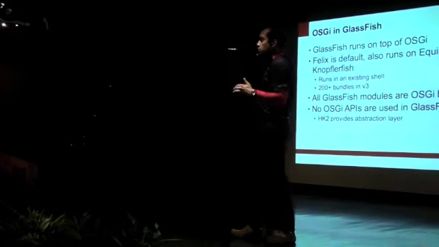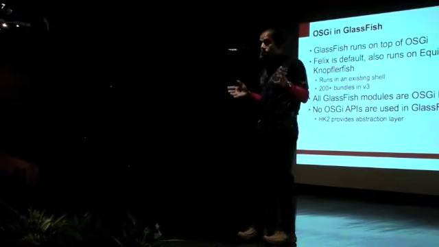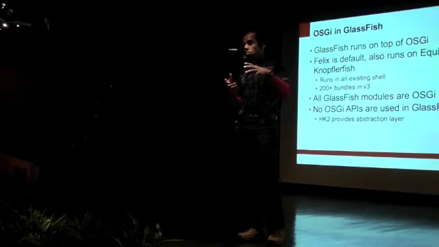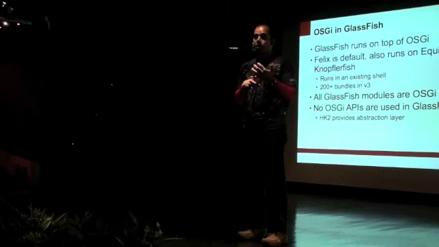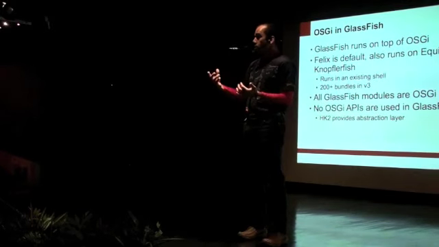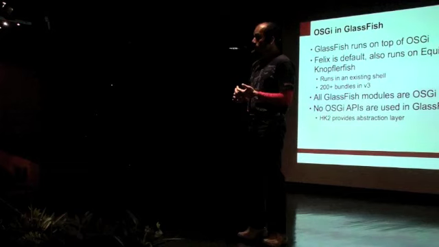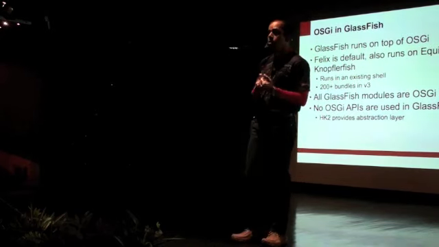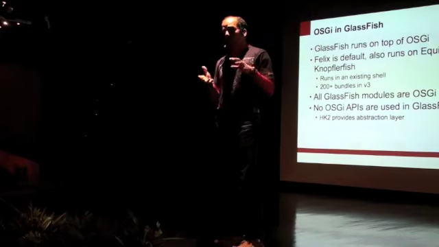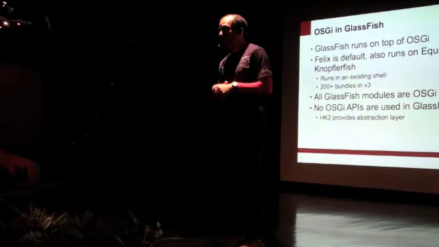What we use is GlassFish runs on top of OSGi. So once you download GlassFish, each functionality in GlassFish is an OSGi bundle. Web container, that's an OSGi bundle. EJB container, that's an OSGi bundle. Web services, OSGi bundle. So there are about 200 plus modules that come with GlassFish, each of them being an OSGi bundle.